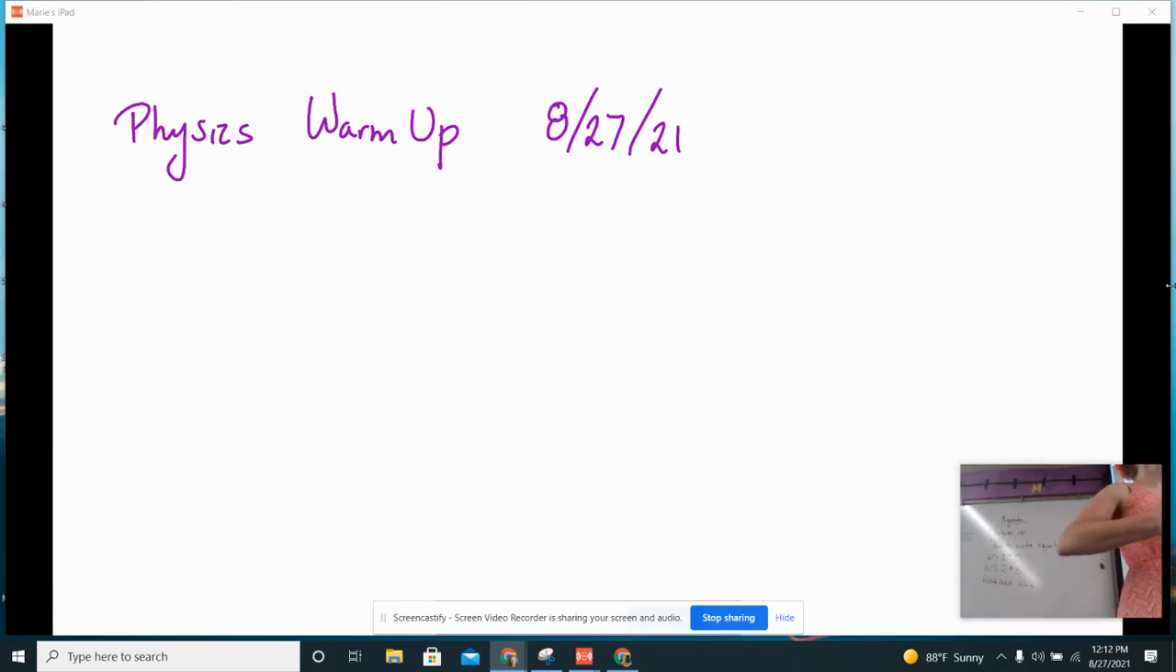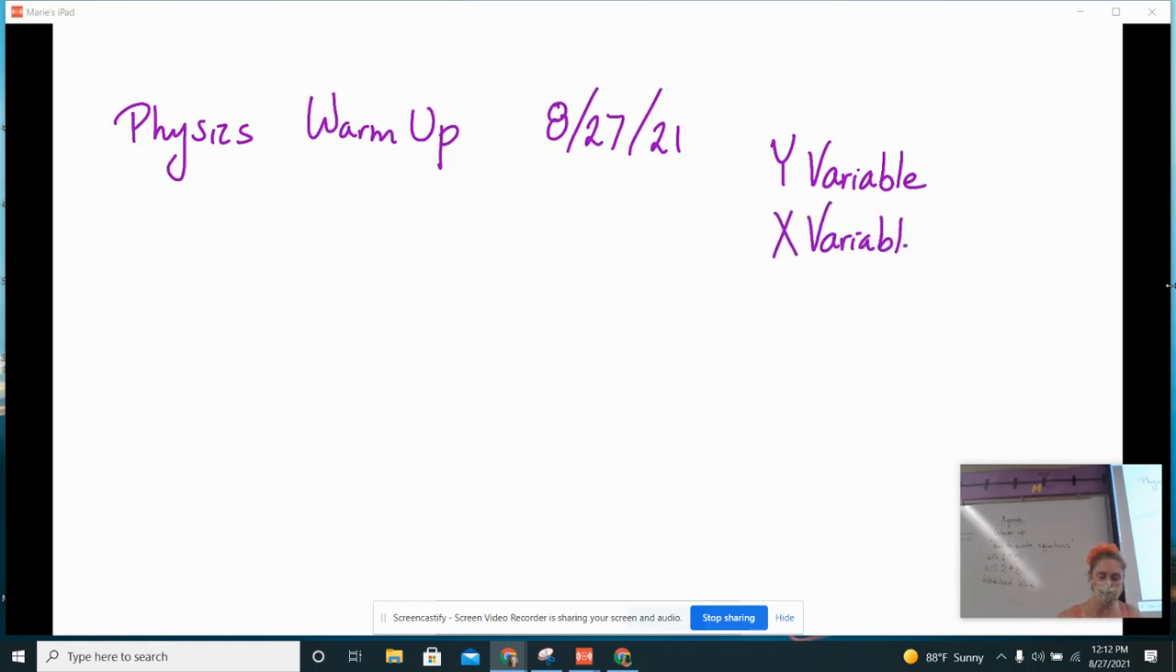Ready? Okay, your warm up today. You are going to create an equation for this graph. I want the graph to include the following correct things: the correct y variable, the correct x variable, the correct slope. And when I say slope, I mean the number.